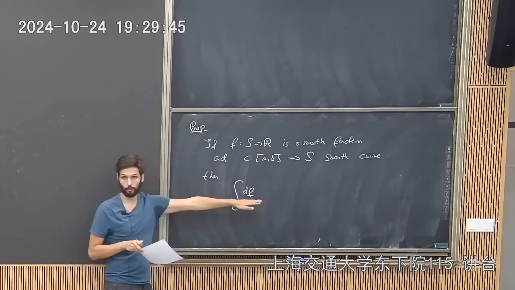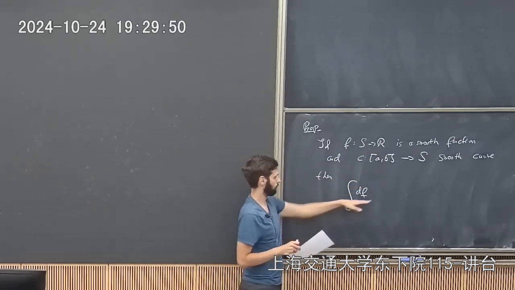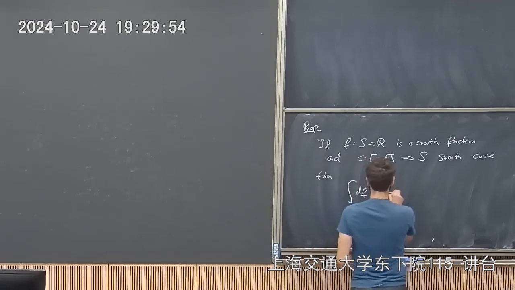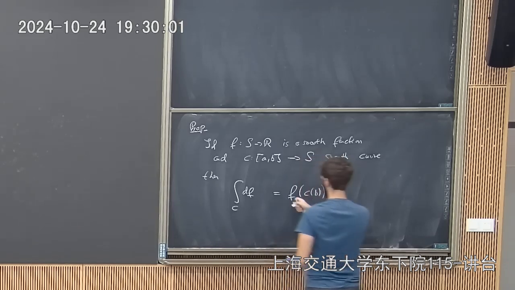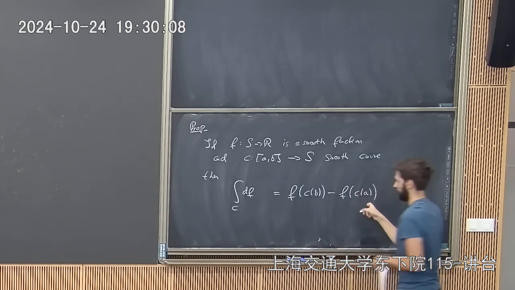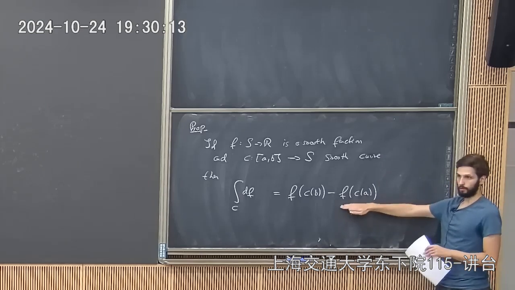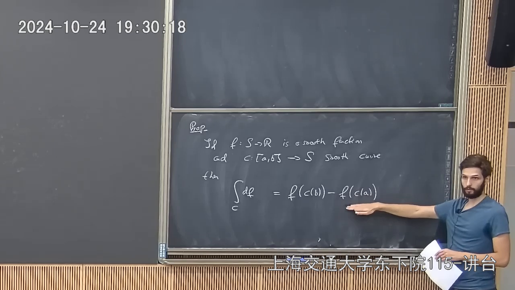So that integral now makes sense because df is a one form on S and we have a curve, so we can consider this function. And that gives us a number, and the proposition says that this is nothing else than we evaluate f at the endpoint of the curve, and we take the difference with the value of f at the starting point. And you might have seen already an expression like this, and that's the fundamental theorem of calculus.